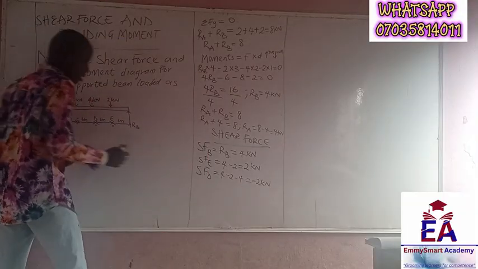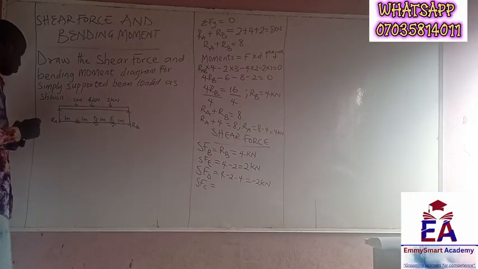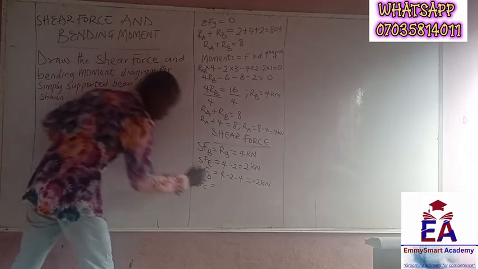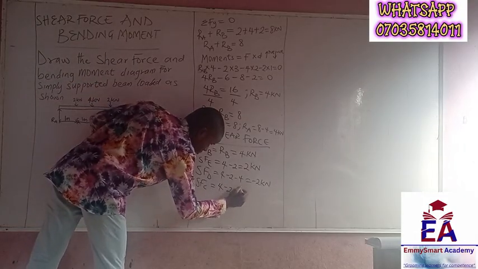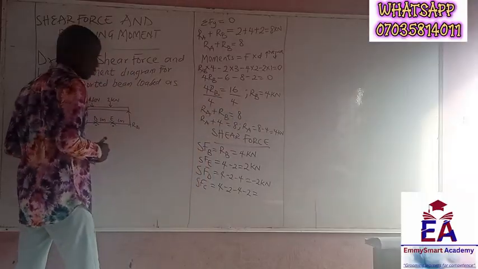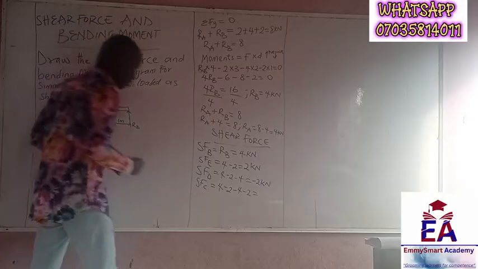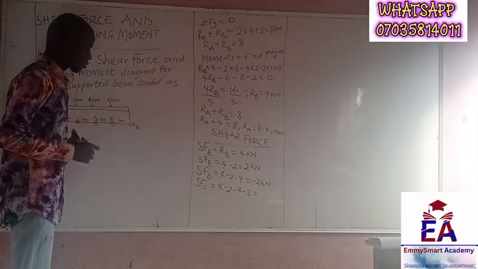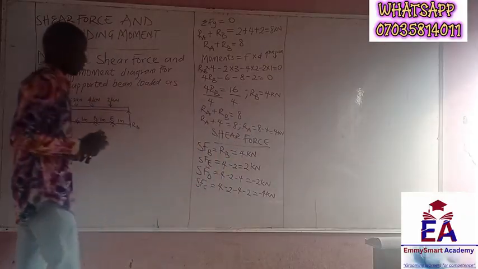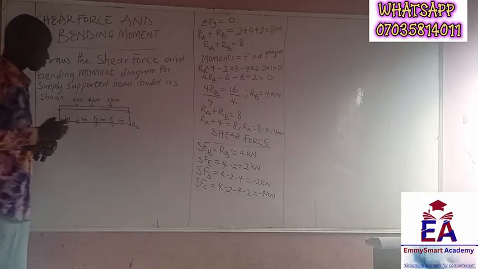Okay, then shear force at point C will be equal to 4 minus 2 minus 4 minus 2. So we said that minus 2 minus 2 is minus 4. So minus 4 minus 4 is minus 8. Then 4 minus 8 is minus 4 kilonewton.